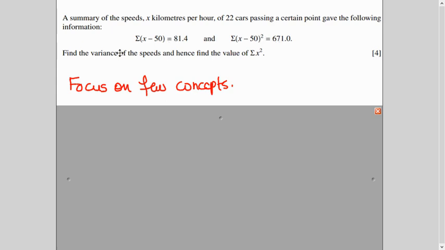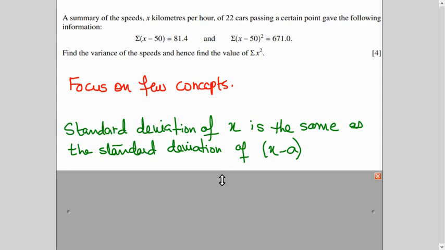So this is the meaning of the question, and we have to find the variance and the value of sigma x squared. So we need to recall the concept that the standard deviation or variance of x, the original data, is the same as the standard deviation or variance of the new data which you get after subtracting a from it. A means the number which is given here. It may be 50, 30, 20, whatever. And it could be plus also. It depends on whether from the original data you are subtracting or adding. That depends on the question.